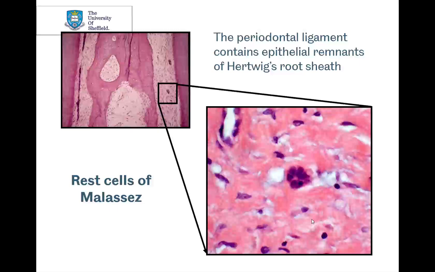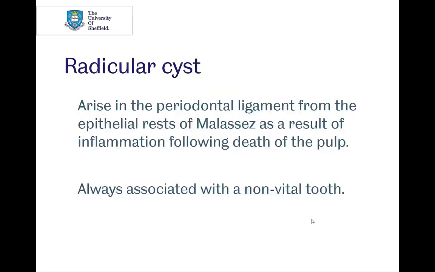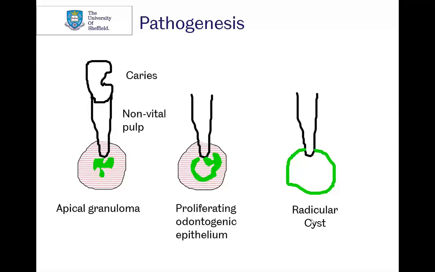And as indicated, the cell rests of Malassez are important because they are the source of epithelium that gives rise to the lining of the cyst. And so a radicular cyst develops in the periodontal ligament space from the cell rests of Malassez as a result of inflammation following death of the pulp. And so you go through that whole process of pulp death, periapical periodontitis, the development of a periapical granuloma, and the radicular cyst develops within that, as you can see in this picture here.